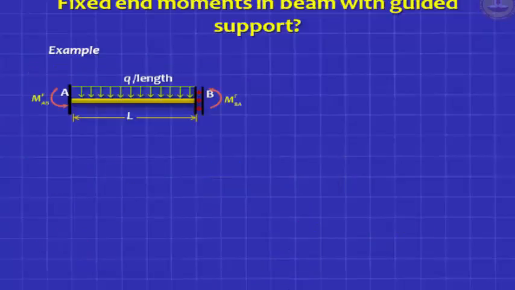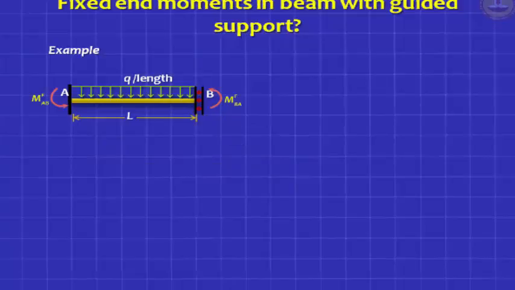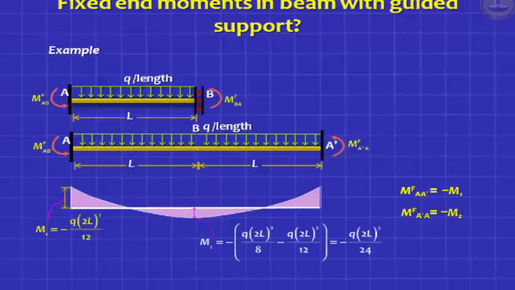Okay, let's take an example. If you had a beam like this, how do you get fixed end moments? Double the beam, same loading, double the span. Your fixed end moments are easily obtainable. You draw the bending moment diagram for the fixed beam.